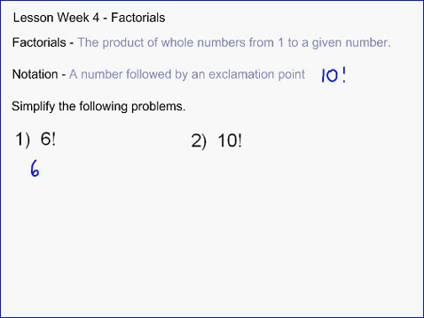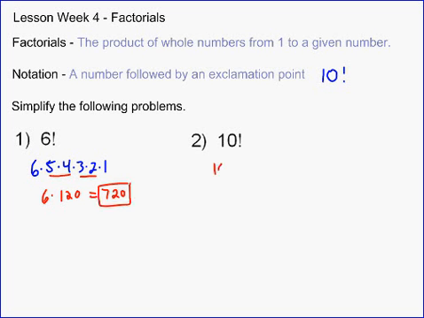So for number 1, it says, what is 6 factorial? Well, 6 factorial is just 6 times 5 times 4 times 3 times 2 times 1. When I'm figuring these out, I like to group numbers together. So for instance, I know that 3 times 2 is 6, and 5 times 4 is 20. So 20 times 6 is 120. So that just leaves me with 6 times 120, and 6 times 120 just equals 720. So 6 factorial is equal to 720.